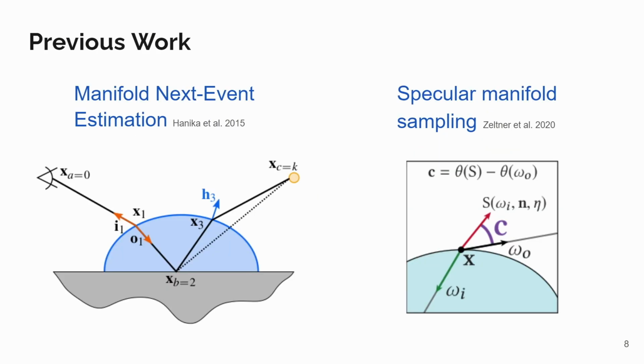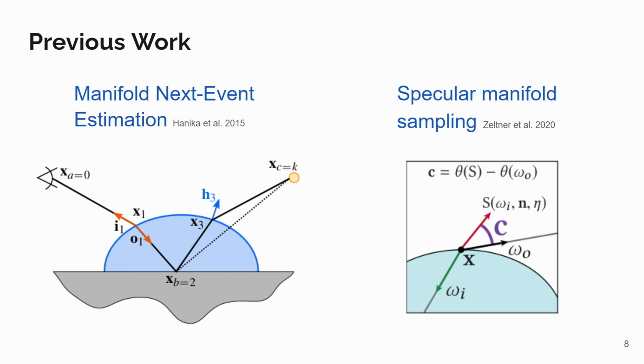That's why Hanika and colleagues introduced manifold next event estimation. And what they do, using the same idea of next event estimation, is connect the last point to the light. So they start with a fixed starting point that connects the point with the light and the intersection with the object. And then, using an objective function that's based on the half vector of the angles, they walk, like a search, on the 3D object to try to find the point that's actually going to be a path that connects with the light.